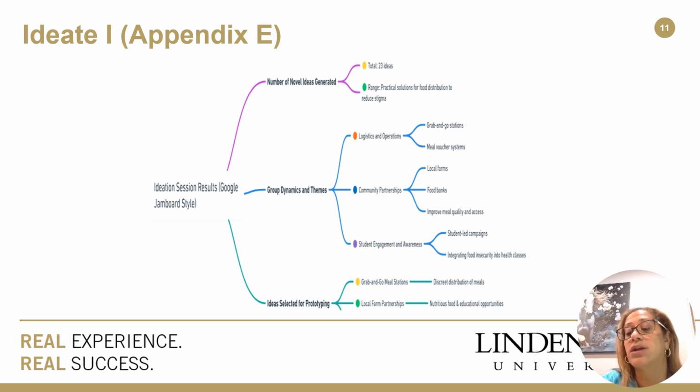What went well? The diversity of the group contributed to a wide range of ideas. The use of Google Jamboard supported the collaborative process by allowing participants to contribute simultaneously. What could be improved? A pre-session tutorial on using the digital tool would have minimized technical disruptions. Additionally, more time could have been allocated for discussing and redefining ideas after the brainstorming phase.